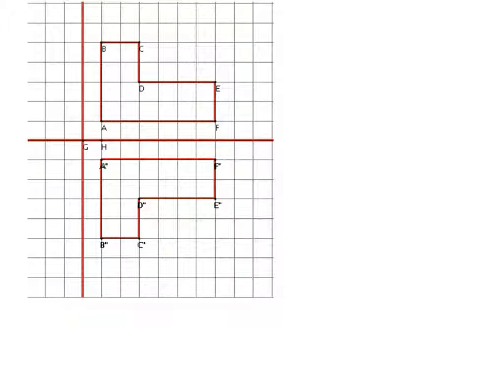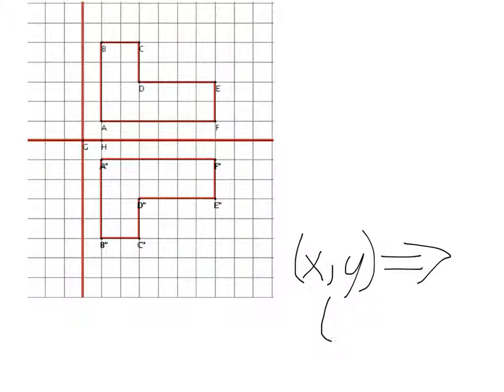In a general rule, we take some kind of point, x, comma, y, and we're able to send that to some new point, something, comma, something. So whatever point we put in, it gives out this new information. The question is what that general rule is going to be and how is it going to change depending upon the pictures that we're talking about.